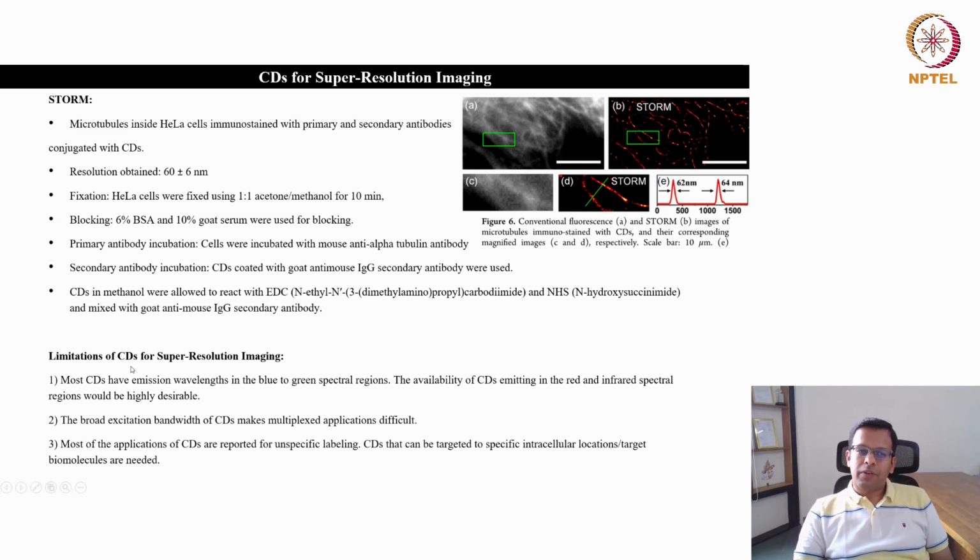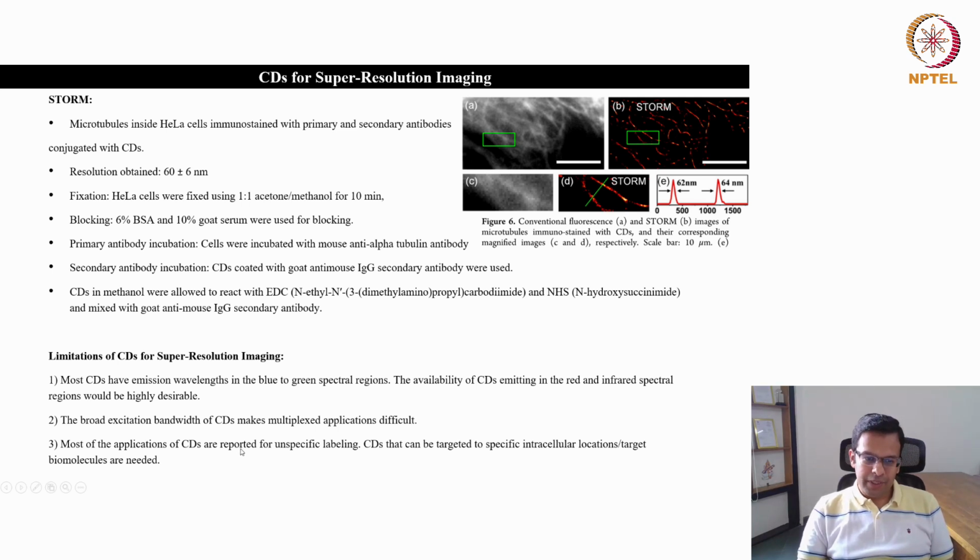Now, limitations of carbon dots for super resolution imaging. Most CDs have emission wavelength in the blue to green spectral region, and the availability of CDs emitting in the red and infrared spectral regions would be highly desirable. The broad excitation bandwidth of CDs makes multiplexed applications difficult. As I showed you, the excitation spectra is quite broad for CDs also, so multiplexing is quite difficult.